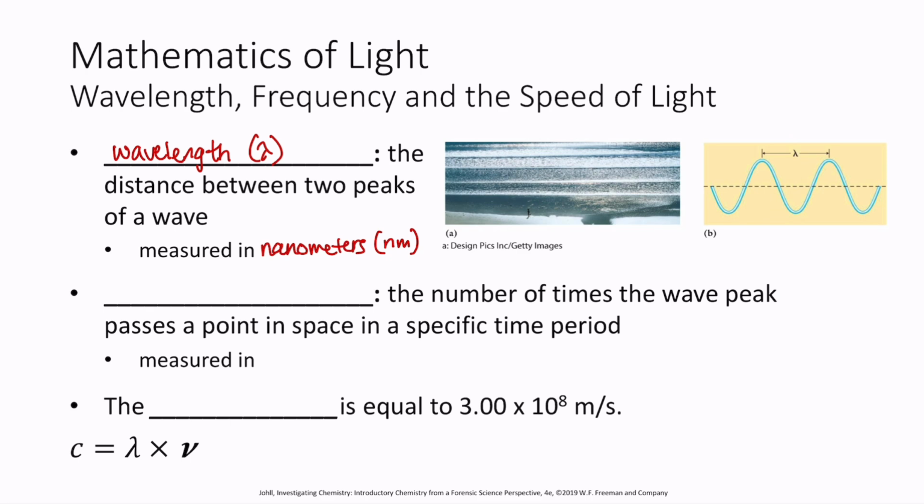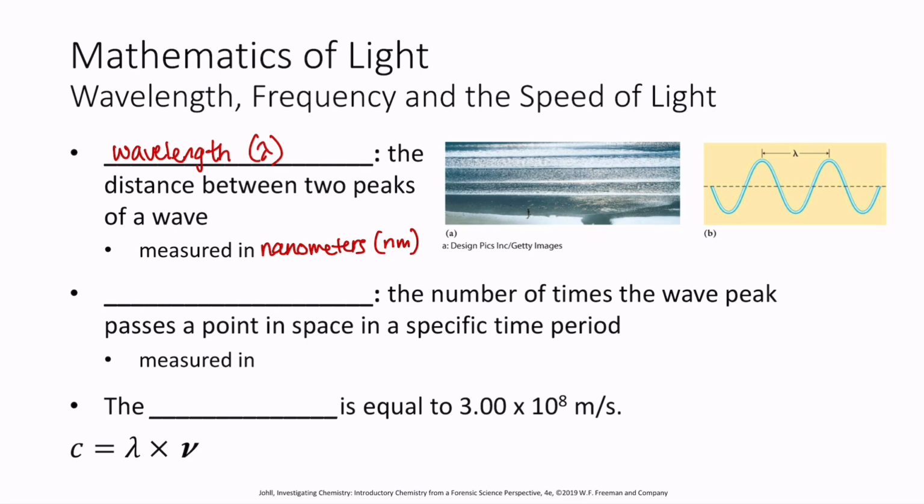any two identical points on a wavelength, and the distance between those are going to be a wavelength. So if I go from the valley to valley, that's also going to be the distance of the wavelength. Or if I wanted to go here to here, that's also the distance of the wavelength. But generally, we just talk about it in terms of peak to peak.